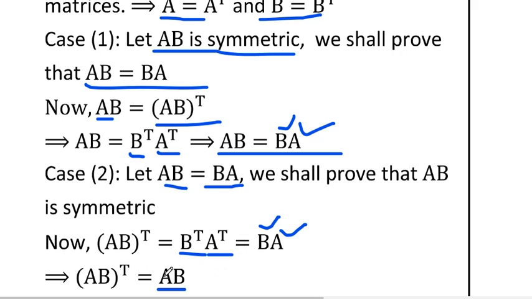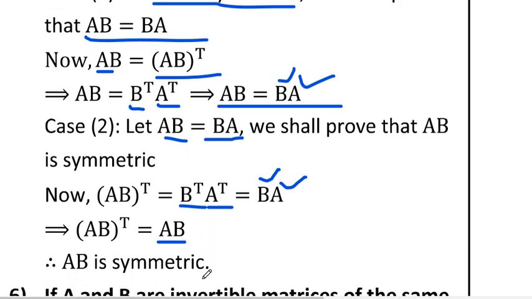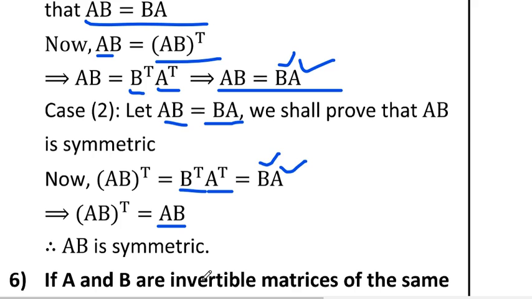And AB transpose is equal to AB. Therefore, AB is a symmetric matrix. And this is the method of proving that AB is symmetric. And this is again a 3-mark question.